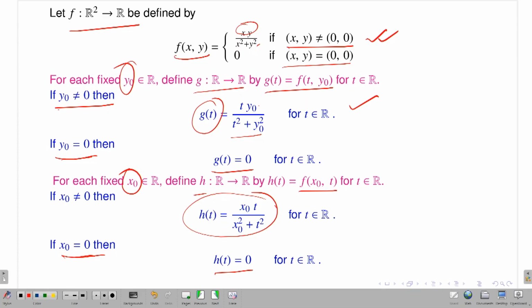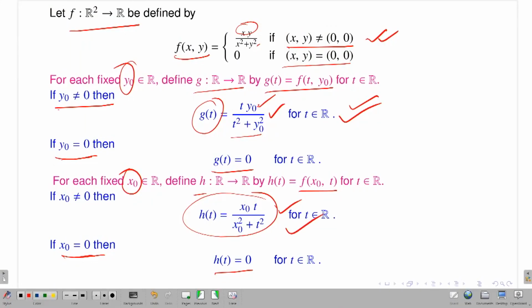Even if y naught and x naught are not 0, I have this kind of function, but this is also a continuous function because this is a quotient of two continuous functions. Numerator is t times y naught, denominator is t square plus y naught square. These are polynomial functions, continuous functions. The numerator is a polynomial of degree 1, the denominator is a polynomial of degree 2, and polynomial functions are continuous functions. Therefore the quotient of two polynomials is a continuous function. Therefore g is a continuous function. Similarly h is also a continuous function.